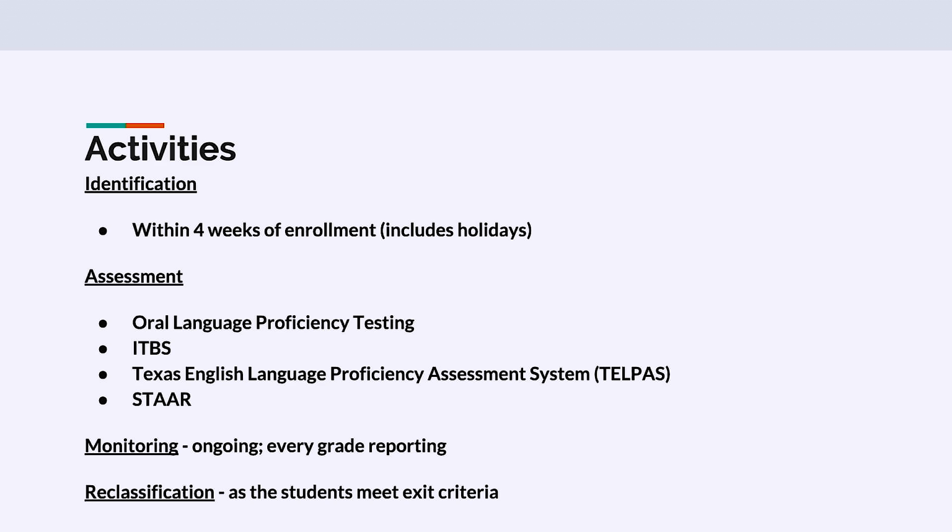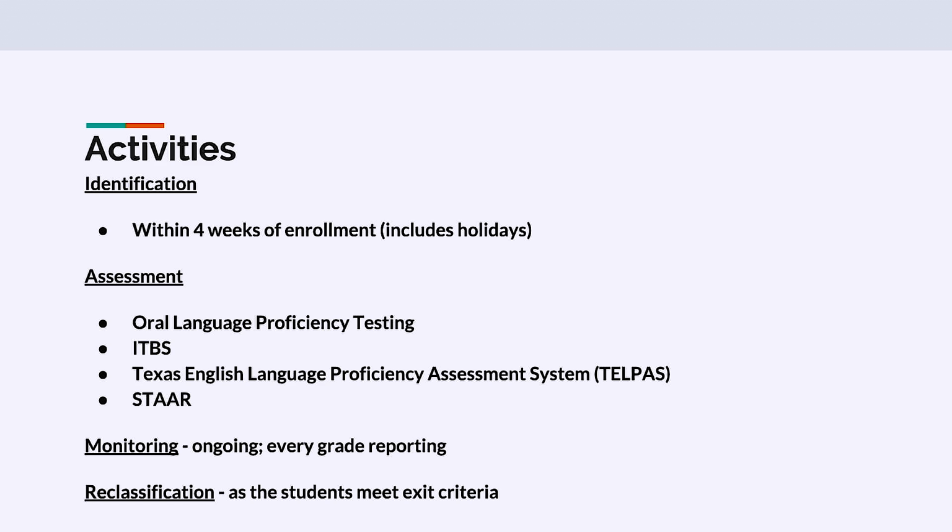Our monitoring progress is ongoing, so every 6 weeks our teachers are checking the ESL student progress. Are they meeting the TEKS? Are they learning? Are they passing? And if not, we are working with those students and those teachers to help those students achieve their goals.